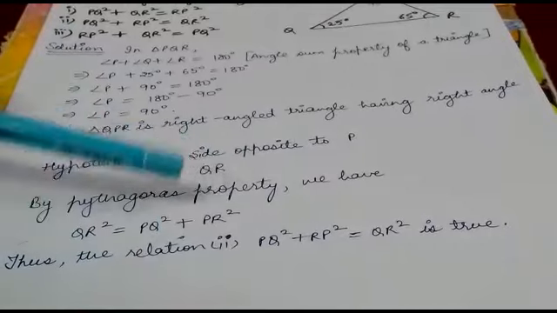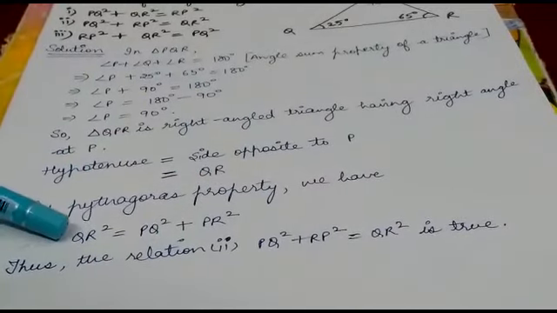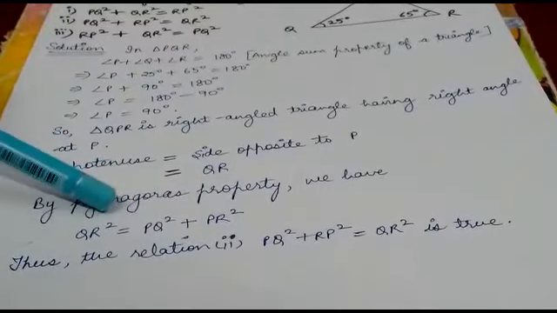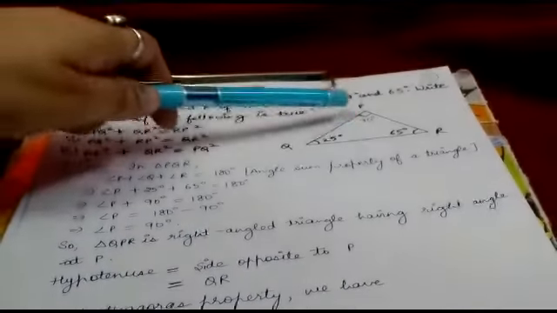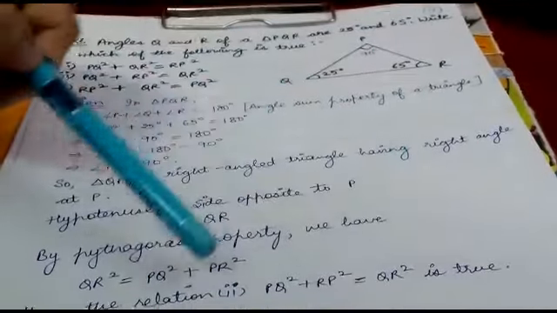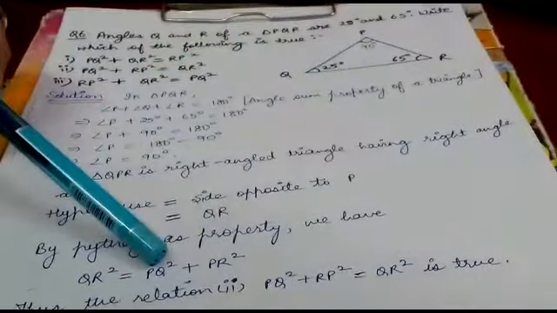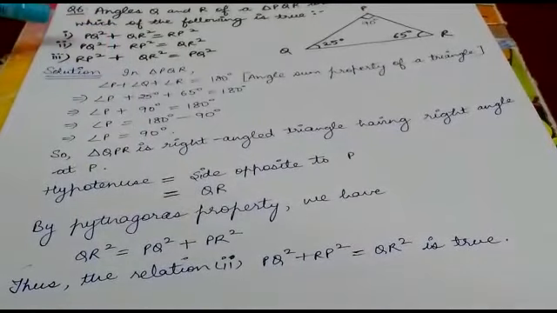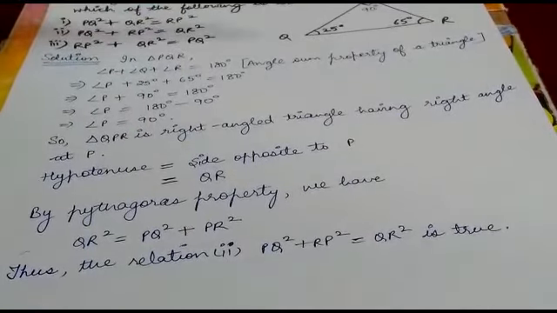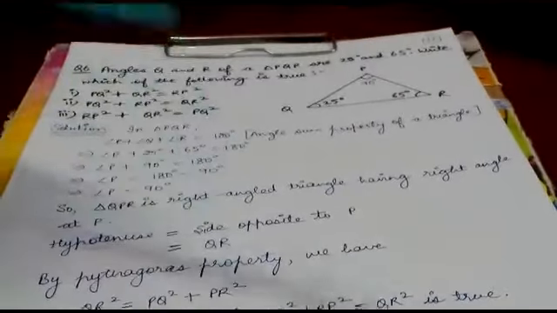Now we know that the Pythagoras property says h square is equal to base square plus perpendicular square. H means QR square is equal to, what is the perpendicular here? Perpendicular square is PR square, and base is PQ square. So this condition is the second condition, PQ square plus PR square is equal to QR square. That means the second relation is true.